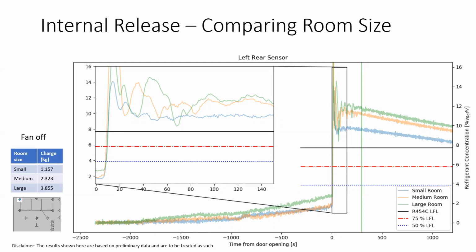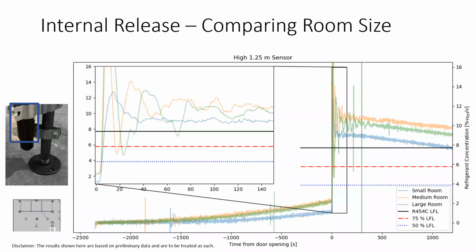is the refrigerant only localized near the unit? We expect the refrigerant would flow out of the unit and along the floor due to gravity. And this is in fact what we do see. If we go to the next slide, once again, we're still talking about the same setup, only now looking at the sensor that's furthest out into the room.